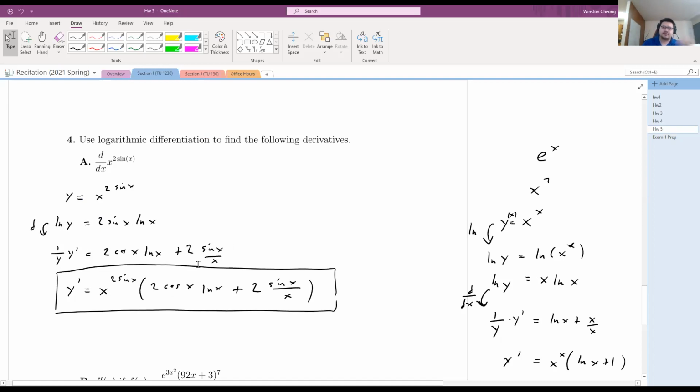And then as your very last step, what you need to do is solve for y prime. So you multiply both sides by y, and then you substitute back what y actually is. So here y is what we named it, x to the 2 sine of x. And so that's why this shows up here. This is y multiplied by everything that we got from the right hand side. And so that's how we do that.